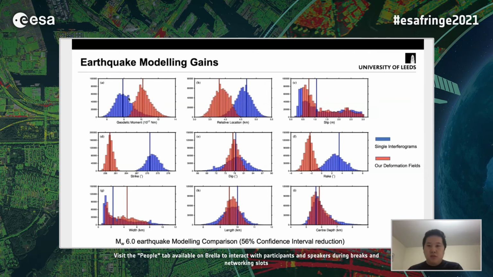The much narrower posterior distribution from our reconstructed deformation fields suggests a better constraint for parameters from our approach. For this 6.0 earthquake, as the deformation signals are more distinct after reconstruction, it achieved an average of 56% confidence interval reduction for all parameters. Combining the results from the other two earthquakes, in total, we achieve a 36% confidence interval reduction.